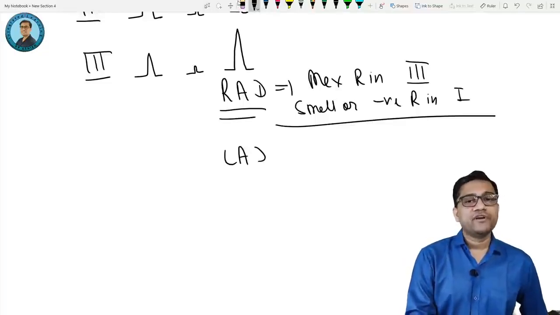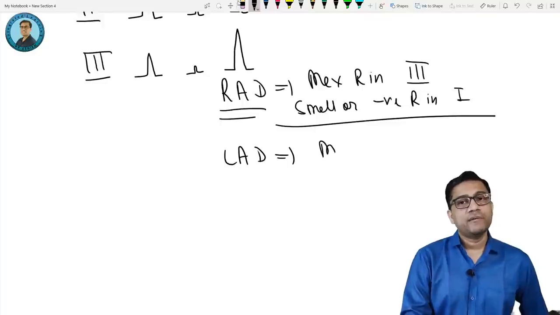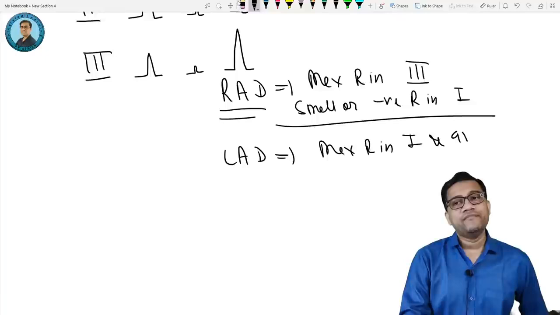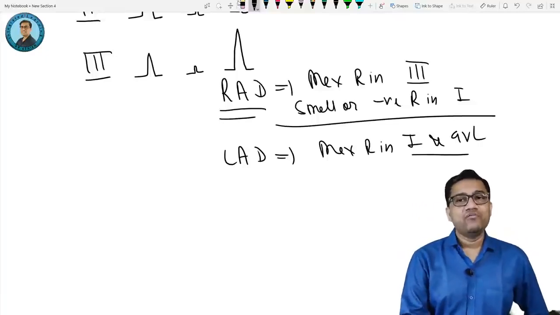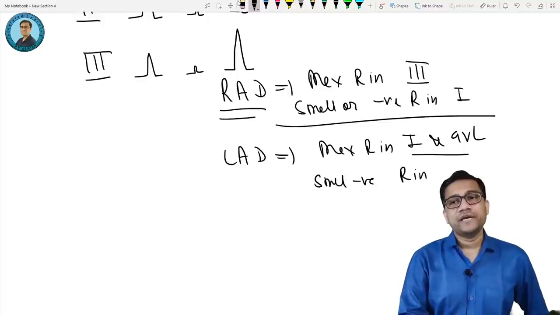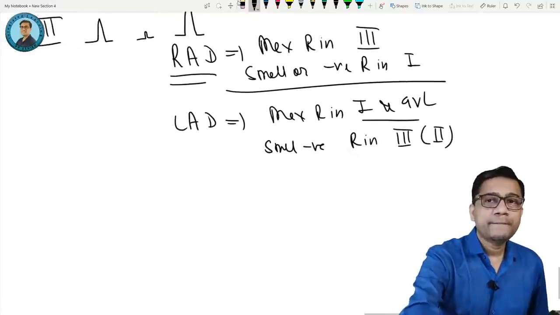What are the criteria for LAD, kids? It is max R in 1 and AVL, because they are the left side ones, yes or no? Clear? And what? Small or negative R in 3 or maybe 2. 3, even 2. Easy? Kitna easy ho gaya?